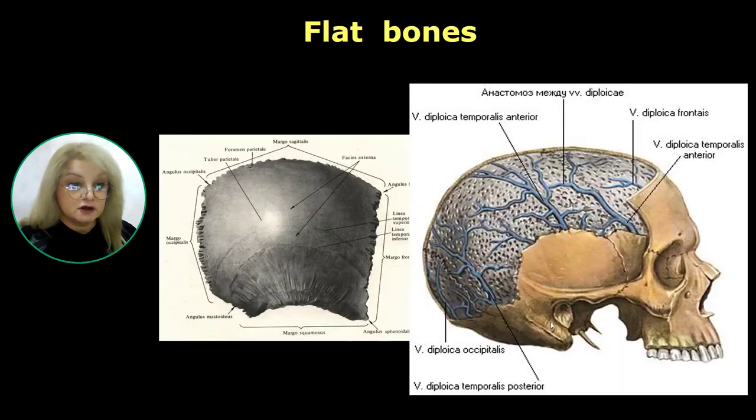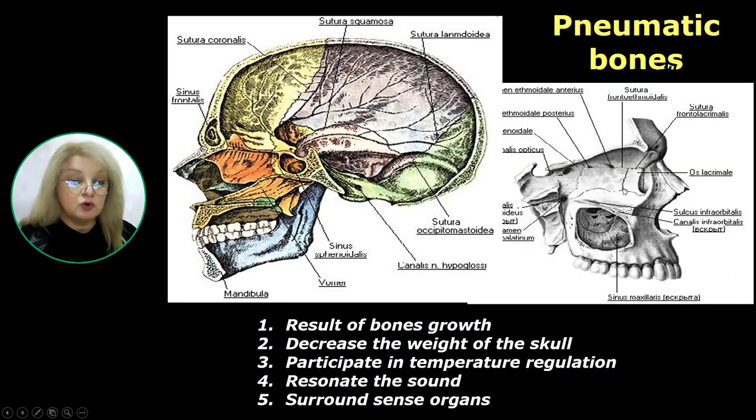Then the facial skull is represented mostly by flat bones, like partially the frontal bone, then the lacrimal bone, nasal bones, and also some bones are pneumatic, meaning they have air inside. Why does it happen that some bones have air inside, and what for is that? It has a huge biological meaning.